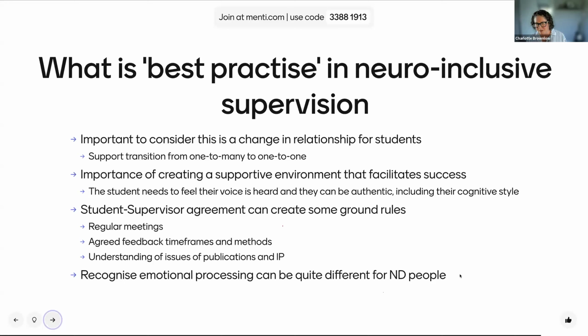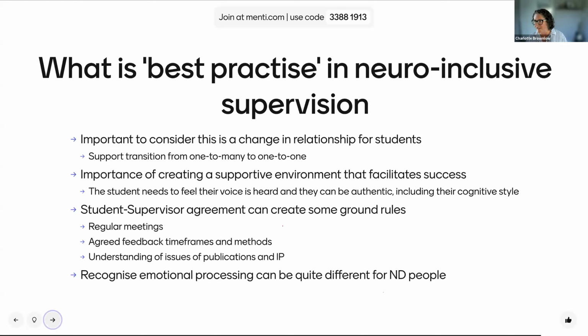Feedback from some of my students is: never give me feedback in a meeting. I never want to receive feedback on the fly because you didn't have time to read it beforehand. I need it written, sent to me beforehand, and I need to be able to digest it before I can talk to you about it. So take time to understand some of those cognitive preferences that students will have. And also recognise that emotional processing can be quite different for different people. So just like Inga said, some people are happy with that very blunt, direct feedback.